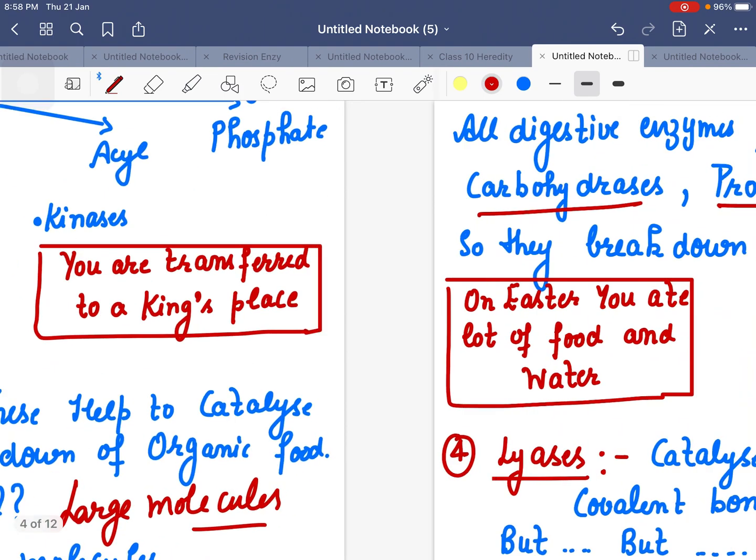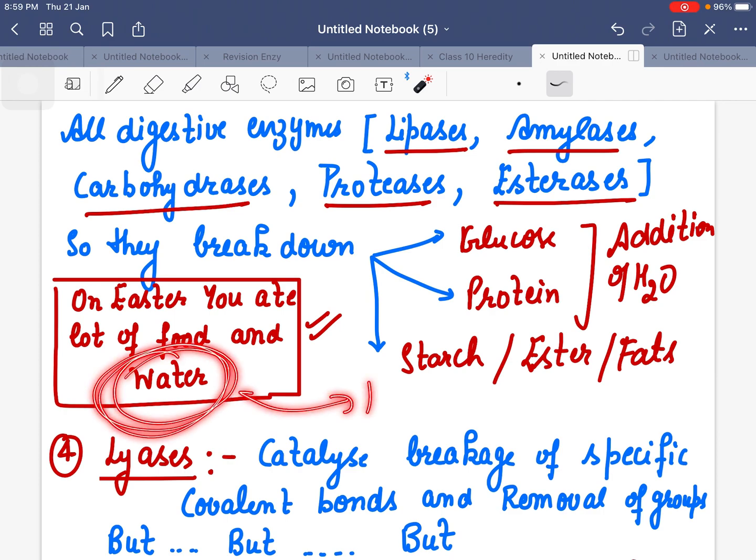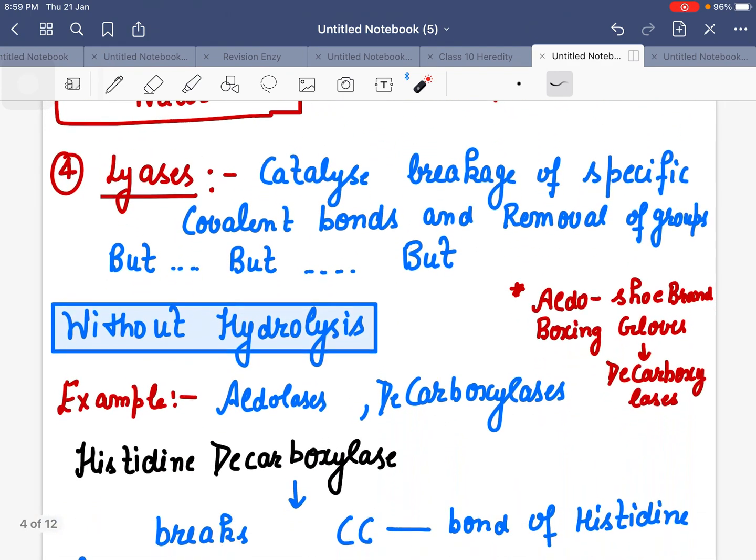So you can mention any category of food that comes to your mind, or you can learn this trick. There is a festival in foreign countries, Easter day. On Easter you eat a lot of food. So for food, you can remember carbohydrates, proteins, fats and water. Water is very important in hydrolases. Now next come lyases.